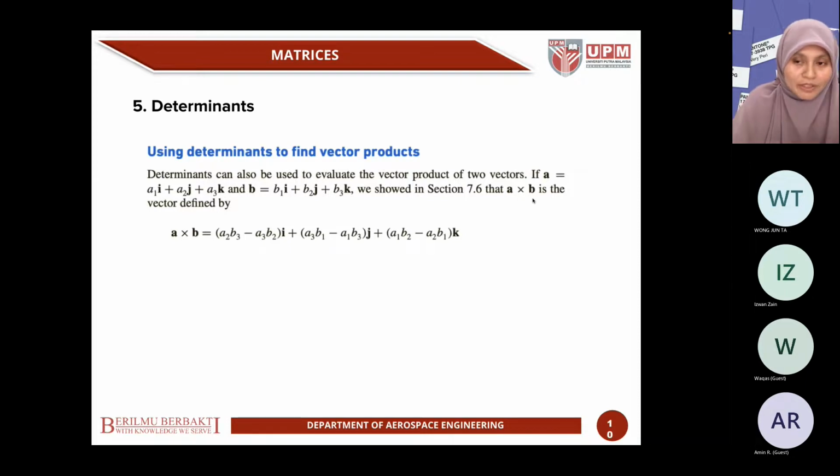The product AB is the vector defined by this one. So the rules are like last week: you do the cross product, so you find the components for I, J, and K. The rules are like I have shown you.